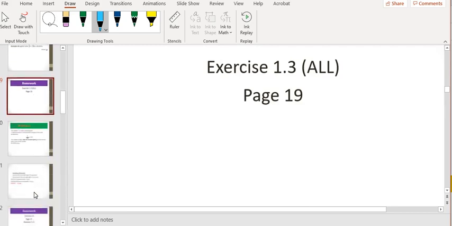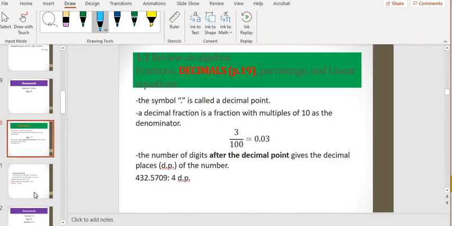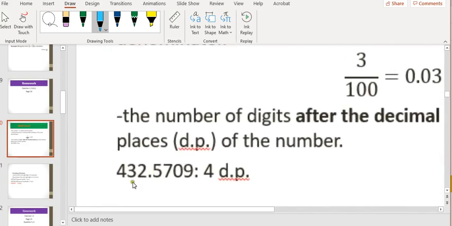Okay, let's go for decimals. So what is a decimal? The dot symbol here means the decimal point. A decimal fraction is a fraction with denominators that are multiples of 10. This one should be okay, right? The number of digits after the decimal point gives the decimal places. For example, 432.5709. How many decimal places is this? 4, because you have 1, 2, 3, 4 places after the decimal point. And this one is very logical, right?